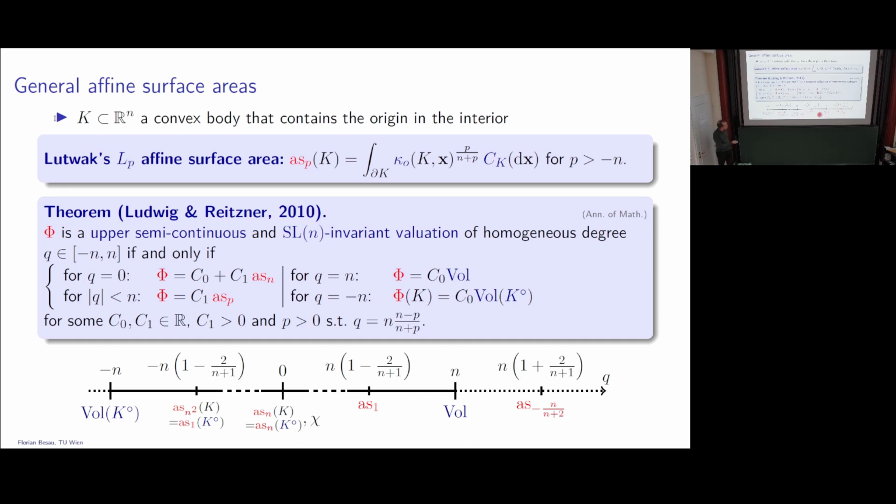Okay, so in the limiting cases, you have the volume, which is the continuous quantity, and here for the negative degree of homogeneity n, you have the volume of the polar body, which is also continuous. And then when you move outside the range of degree of homogeneity bounded by n, you have the lower semi-continuous case, and I have highlighted here one particular LP affine surface area which will be of importance to us with P of this degree here.